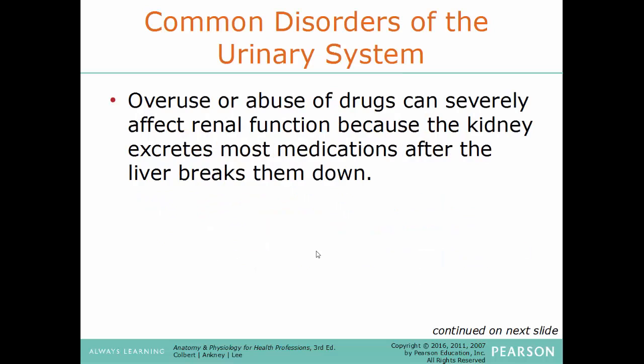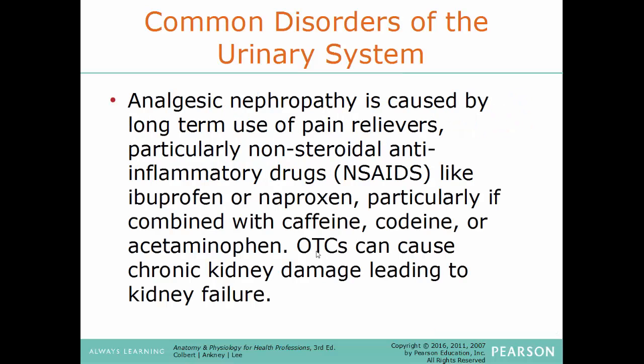All right, now we'll talk about common disorders of the urinary system. Overuse or abuse of drugs can severely affect renal function because the kidney will excrete most medications after the liver breaks them down. Analgesic nephropathy is caused by long-term use of pain relievers, particularly the NSAIDs, the non-steroidal anti-inflammatory drugs, like ibuprofen and naproxen, and particularly if these are combined with caffeine or codeine or acetaminophen. Prolonged use of these over-the-counter drugs can lead to chronic kidney damage, which can lead to kidney failure.